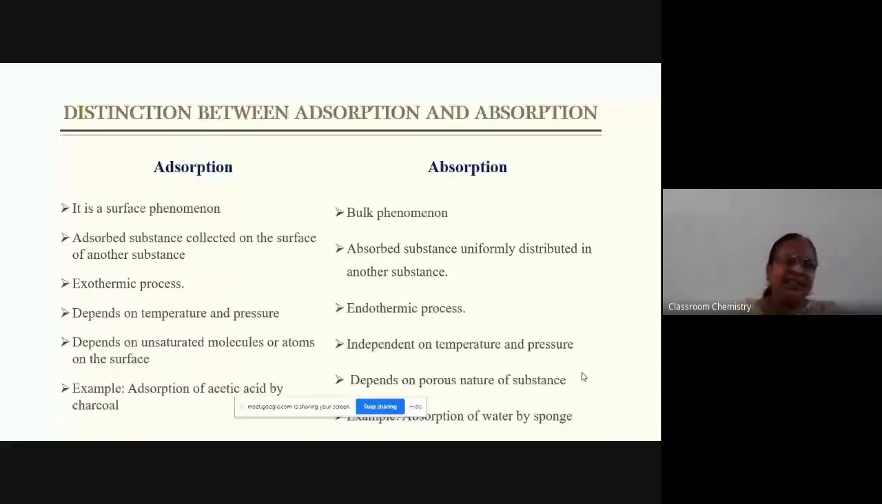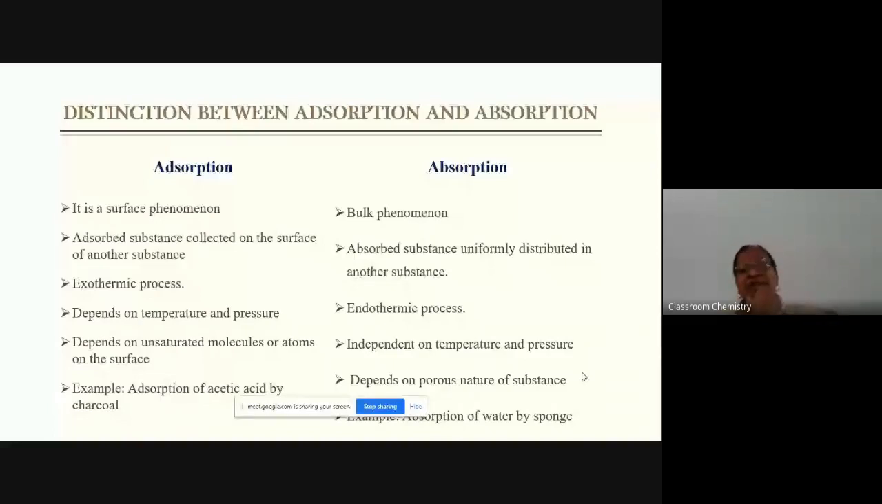In case of adsorption, we can also state another difference, that is, the adsorbed substance is collected on the surface of another substance. जो substance adsorbed झालेला आहे दुसरा substance, तो त्या सबस्टन्सच्या सरफेस वरती कलेक्ट झालेला आहे, त्या दुसऱ्या सबस्टन्सच्या सरफेस वरती accumulate झालेला आहे. That is, the adsorbed substance is collected on the surface of the other substance.